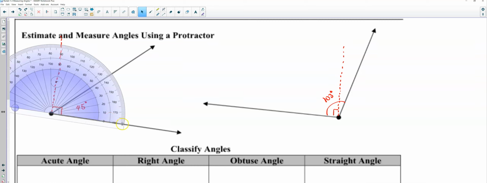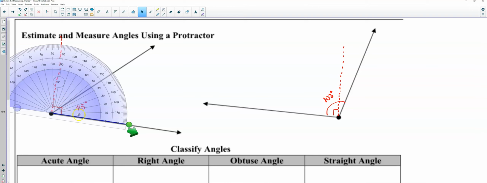Notice that I am pretty close. If this is my vertex, I am right there, 44 degrees. I said 45, so I am off maybe by half of a degree, if that. So that's pretty good. That's a good estimate. You see, that was right on, because it's easy to see that that was like half of 90.